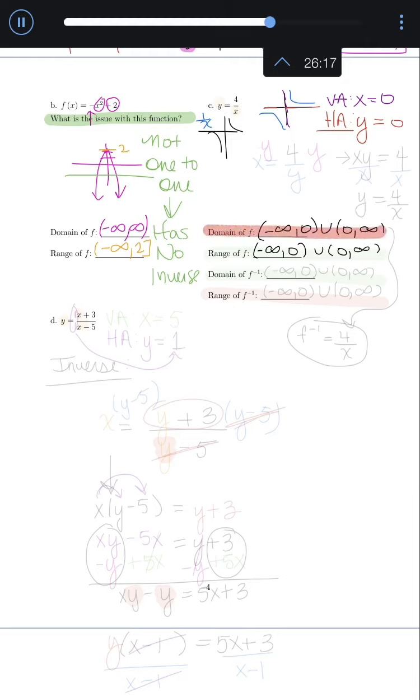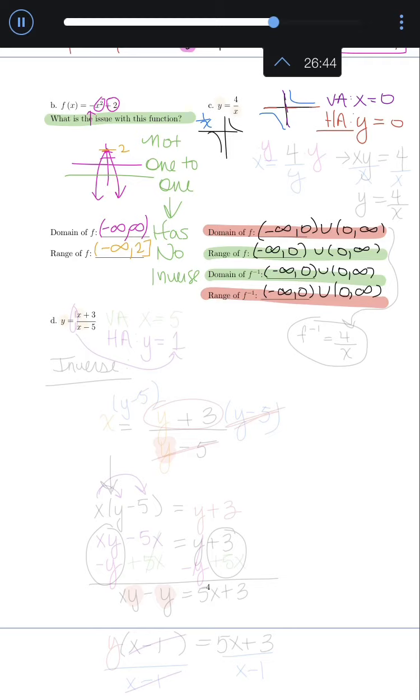notice that whatever was the domain should become the range of the inverse, because we're going to swap our x's and our y's. And then whatever was our range of the original function should become the domain of the inverse, because again we're switching our x's and our y's.